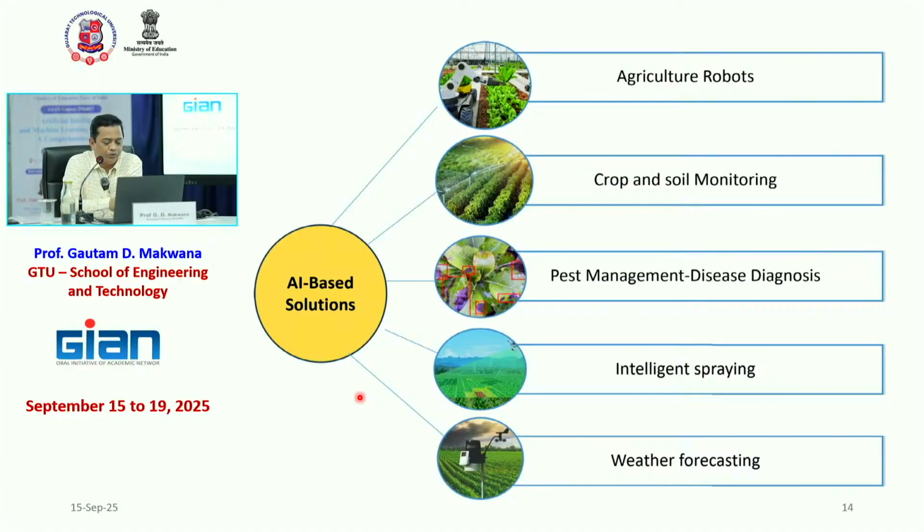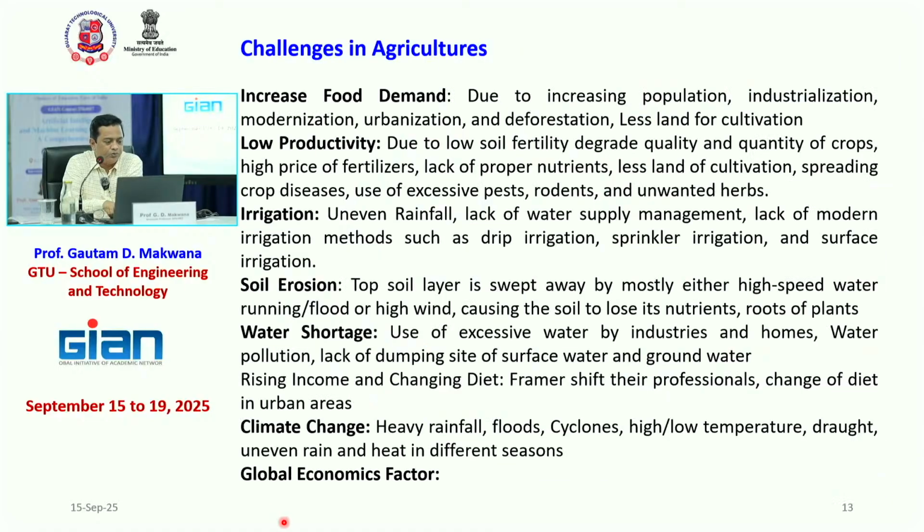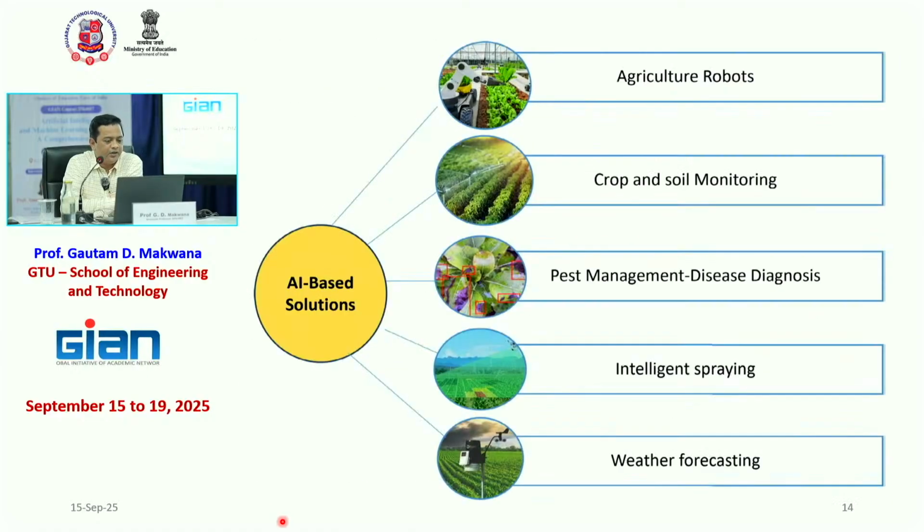Now, how to solve these challenges? How to solve these challenges? There are many, because we know India is one of the agriculture countries. So we already have many kinds of solutions: agriculture robot, crop and soil monitoring, pest management, disease diagnosis, intelligent spraying, weather forecasting.